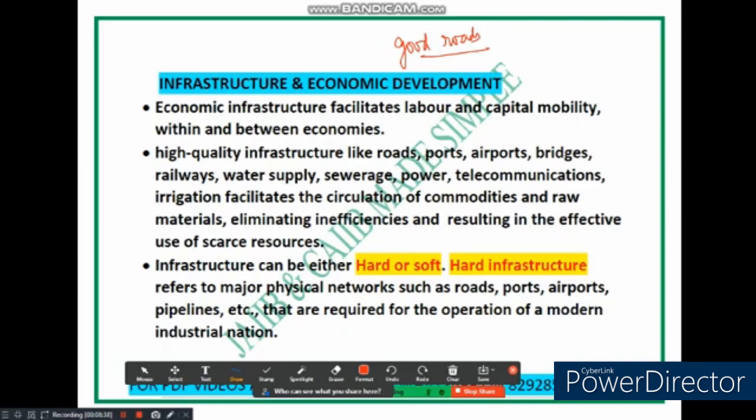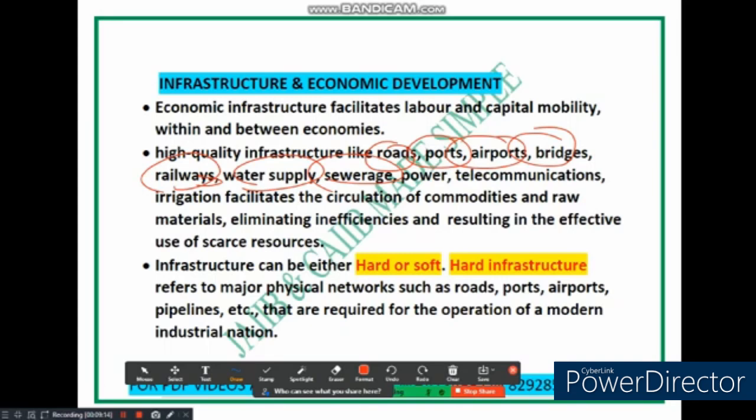The next point is high quality infrastructure. What does it mean? When we have well-built and efficient infrastructure like roads, ports, airports, bridges, railways, water supply and sewerage, it helps goods and resources move smoothly. For instance, if there are good roads and transportation networks, it becomes easier and quicker to transport goods from the factory to the market. This eliminates delays and inefficiencies, leading to cost savings and ensuring that resources are used effectively.